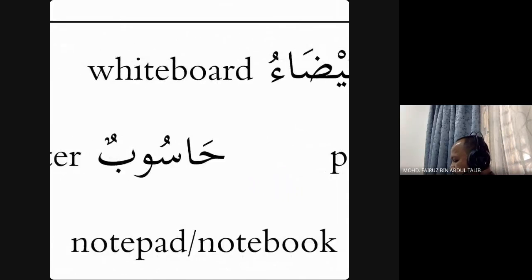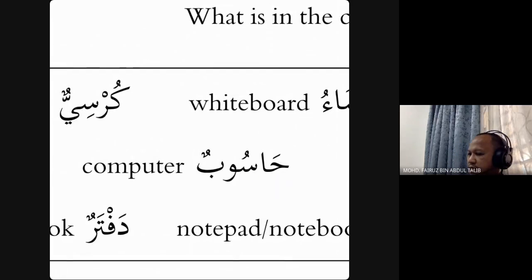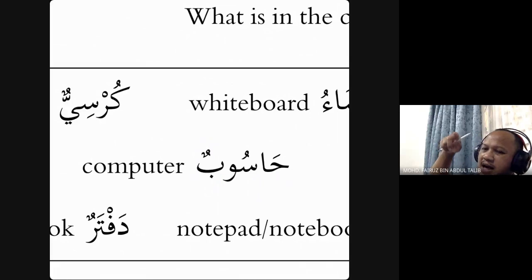Next word, to say computer. Nowadays we have computers even in the classroom. Hasub. If you want to read this, you read hasubun, but we just say hasub. Hasub is computer. Hadha hasub. Hadha hasubu ustaz. Hadha hasub talib.